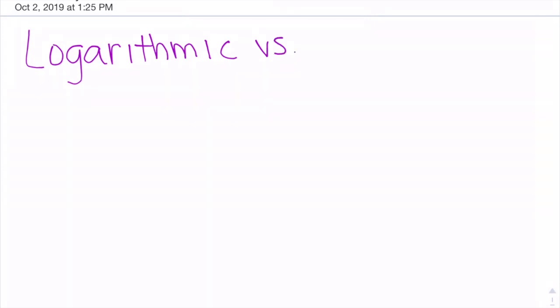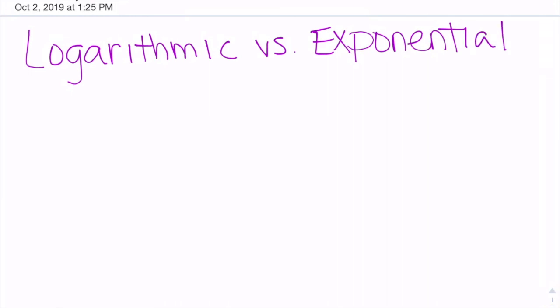Going to start looking at logarithms, and so we're going to start with looking at how to convert between logarithmic and exponential form. So we're going to start with some examples.